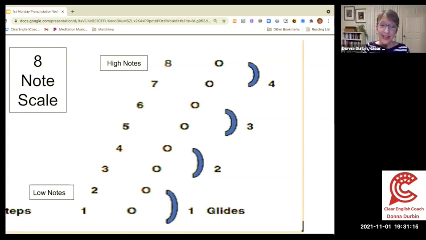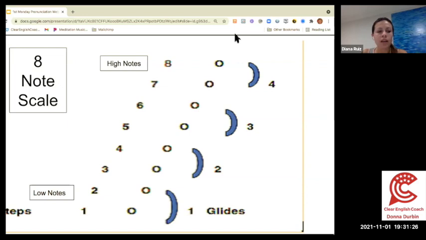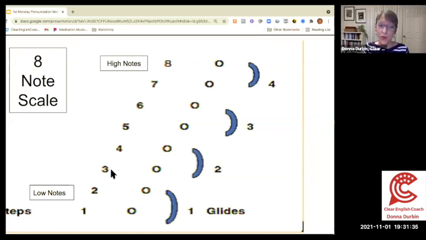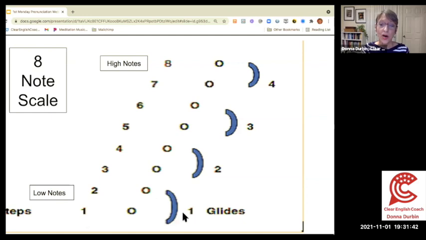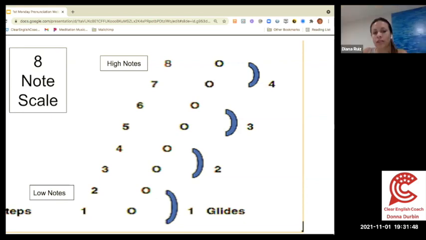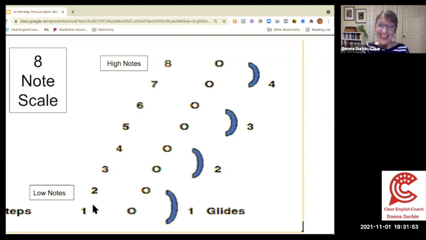Okay, so Judith, let me hear you do the 8-note scale. 1, 2, 3, 4, 5, 6, 7, 8. 8, 7, 6, 5, 4, 3, 2, 1. Okay, and let's do the glides. 1, 2, 3, 4. Very good.